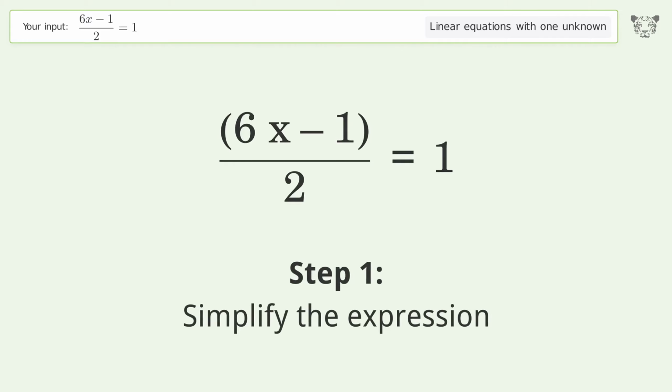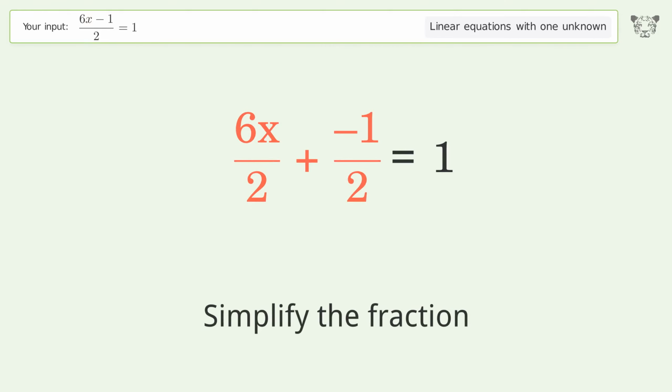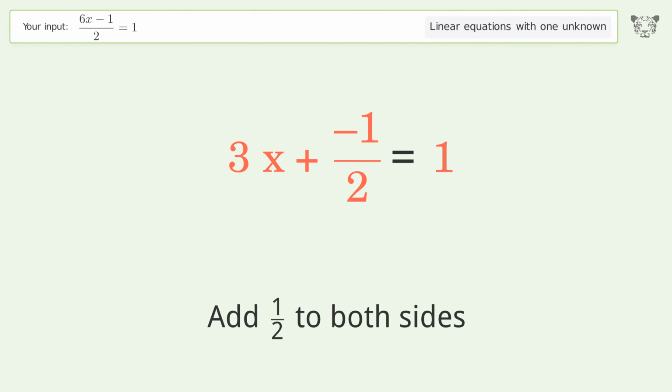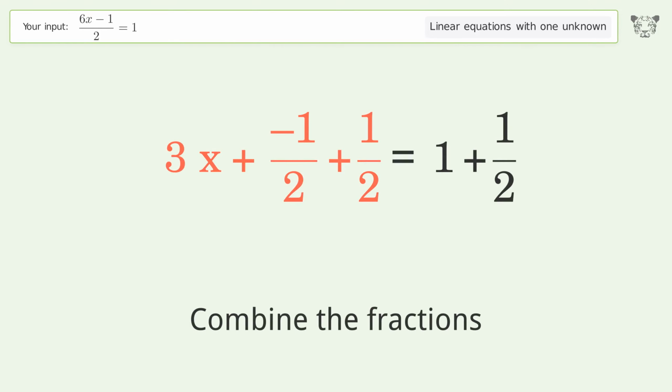Simplify the expression. Break up the fraction. Simplify the fraction. Group all constants on the right side of the equation. Add 1 over 2 to both sides. Combine the fractions.